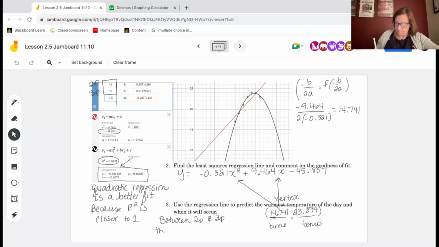the temp will be about 23.899. Now you may be thinking, but Harmony, it says here that our warmest temperature was 24. Again, this is using a regression line to estimate what fits our points the best. It's not always going to go through every single point that we have on our line itself. So just be aware of that.